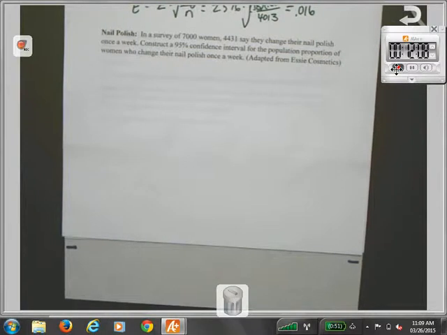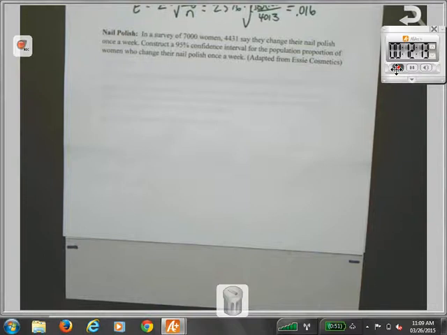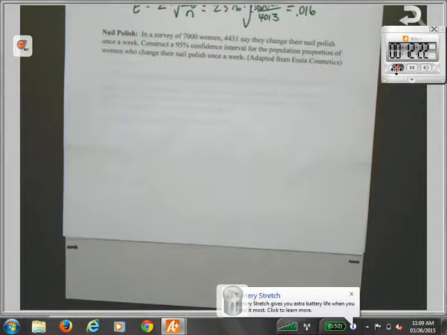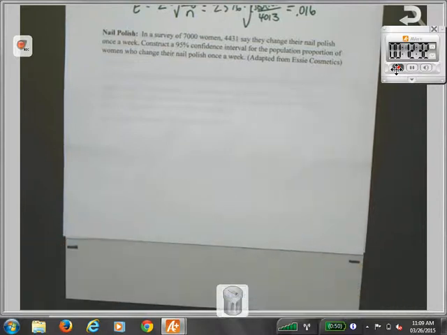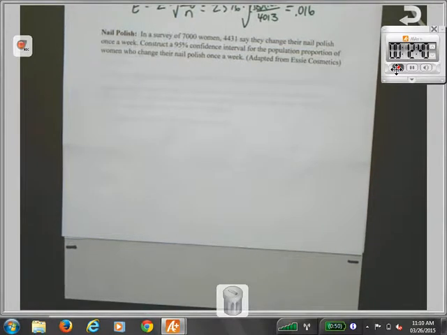Okay, so in a survey of 7,000 women, 4,431 say they change their nail polish once a week. We're going to construct the 95% confidence interval for the population proportion of women, all women, who change their nail polish once a week. Okay, so this came from some cosmetic company, I guess. 7,000 women, and they don't even say U.S. women or Florida women or whether it's everybody or not.